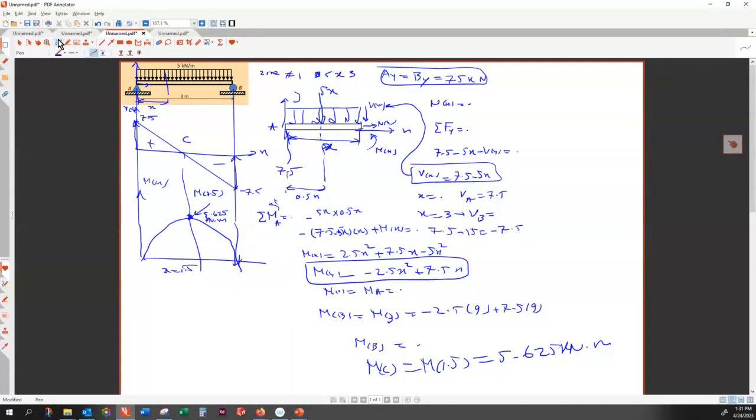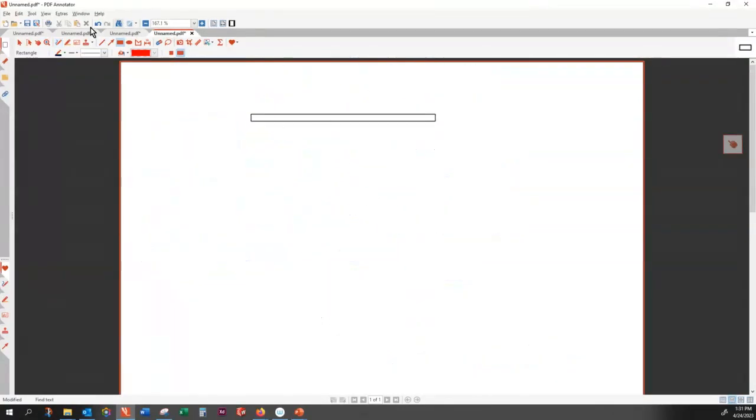I'm making a cut right over here, which is x meter from the left. So I'm cutting this here, and then this is my left-hand side free body diagram. So I'm plotting that here. That is my left-hand side free body diagram. So this is point A, that is point X. So from here to there, the distance is X.